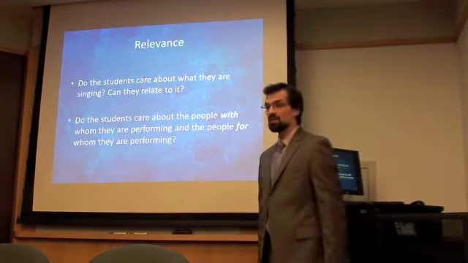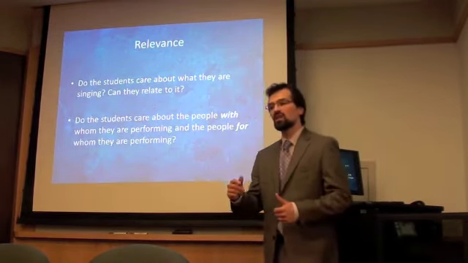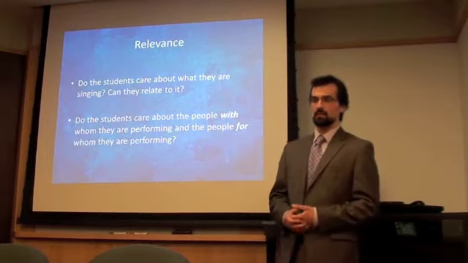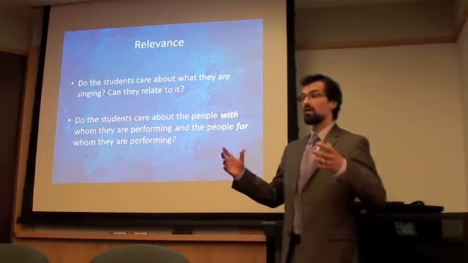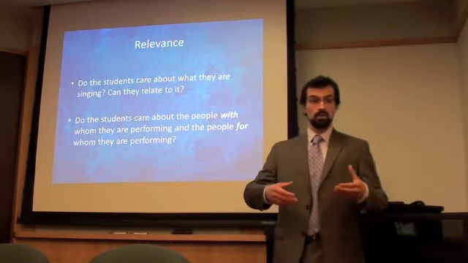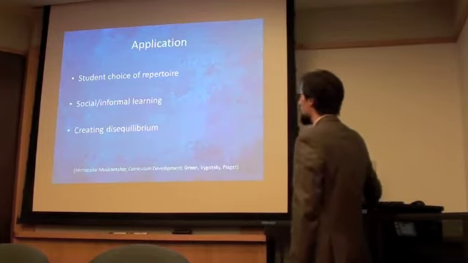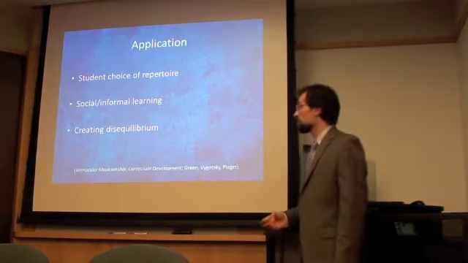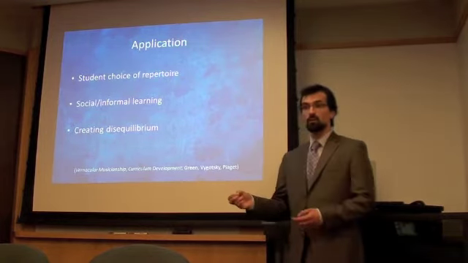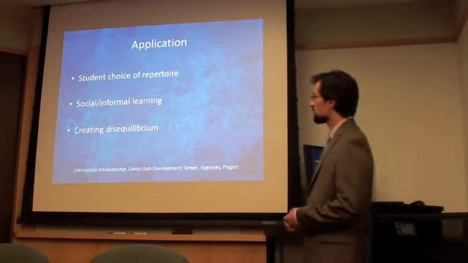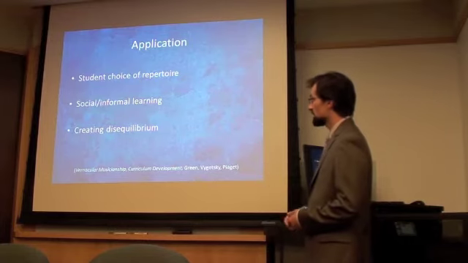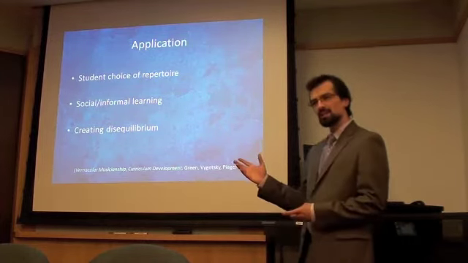First, when it comes to relevance, I want to know if my students care about what they're singing and can they relate to it. Also, do they care about the people that they're singing with and the people that they're performing for? In order for me to be able to say yes to all these questions, I allowed for a lot of student choice in repertoire and social informal learning, kind of like the social constructive model of Vygotsky. And I also created disequilibrium.